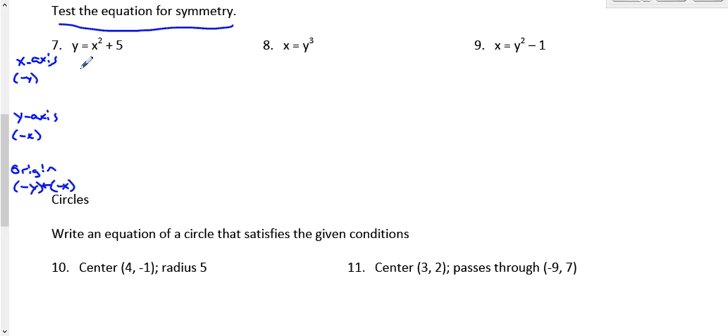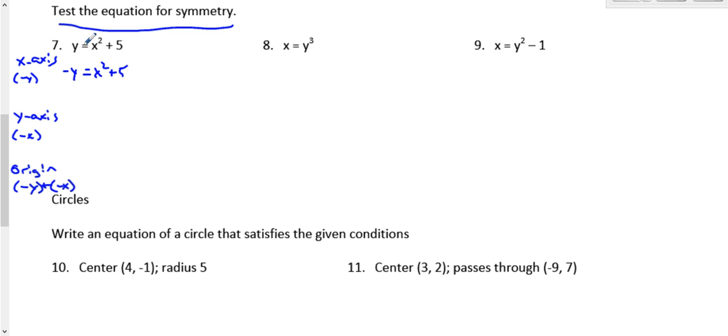So when we plug in negative y, we will get negative y equals x squared plus 5. And essentially what we want to do is test for symmetry. We want to try to get what we have here from plugging in negative y to look exactly the same as our original problem. And if we can do that, or if it does happen, then we have symmetry. If we cannot do that, then we do not have symmetry.